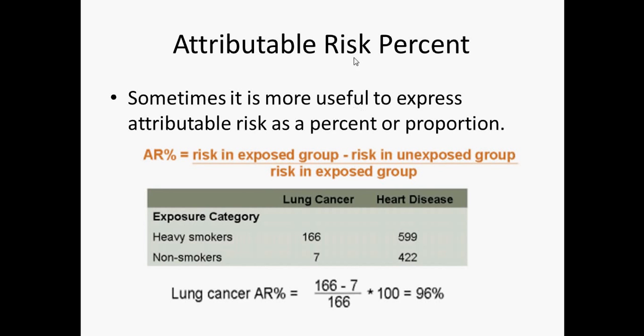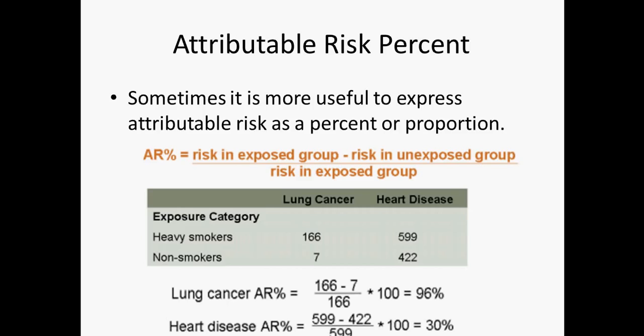Now the point to remember is attributable risk is a rate. However, attributable risk proportion is a percentage or a proportion. So it is expressed as a percentage, or you can express it as per 100. Similarly, for heart disease, the attributable risk proportion would be 30%.